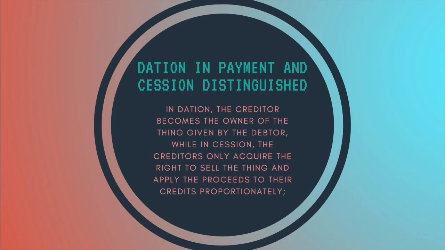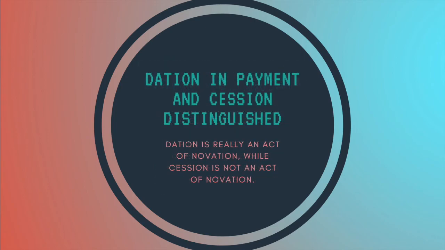Fourth, in dation, the creditor becomes the owner of the thing given by the debtor, while in cession, the creditor only acquires the right to sell the thing and apply the proceeds to their credits pro rata. Meaning, in dation, creditors can acquire the ownership rights of the thing given by the debtor, while in cession, they can only acquire the right to sell it and the proceeds only go to their credits proportionally. Lastly, dation is really an act of novation, while cession is not an act of novation, meaning dation can be used as a substitute for a new contract to replace the old one, while cession cannot.